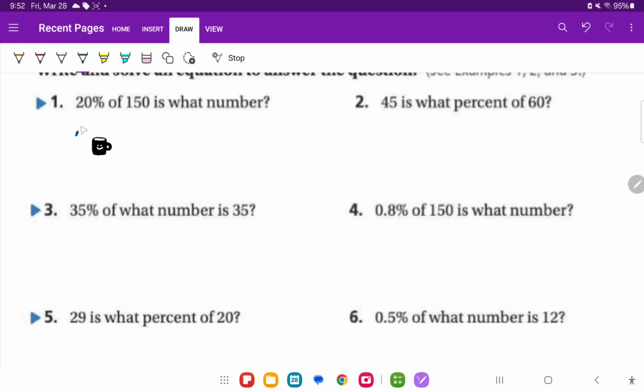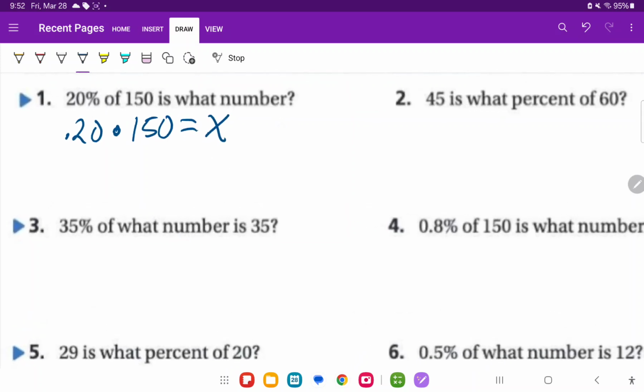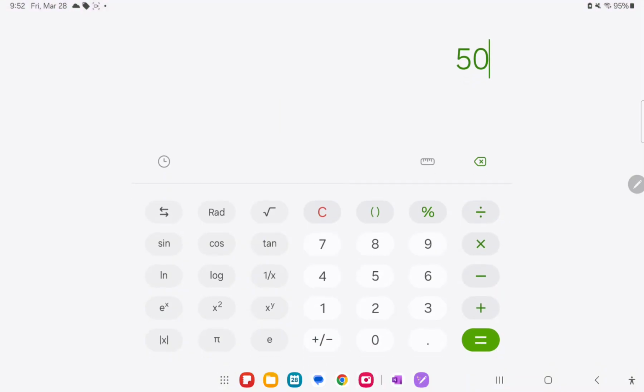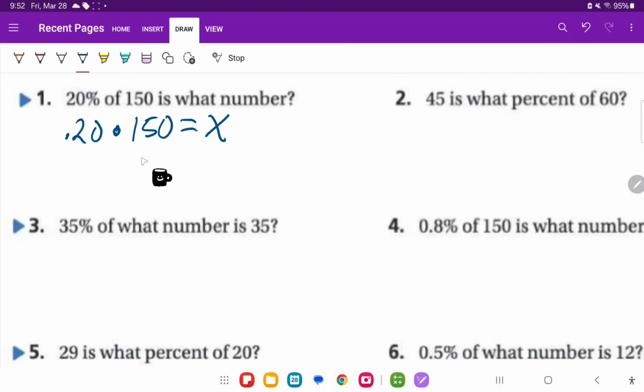That's going to be 0.20 times 150 is what number? So it's 0.20 times 150. So that's 0.2 times 150. And that's going to be 30. So 30 is that number.